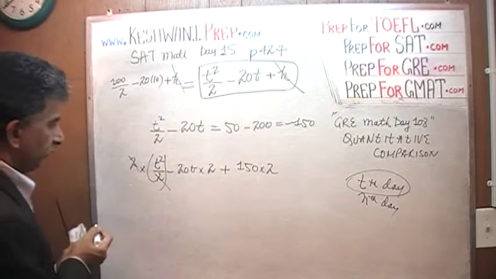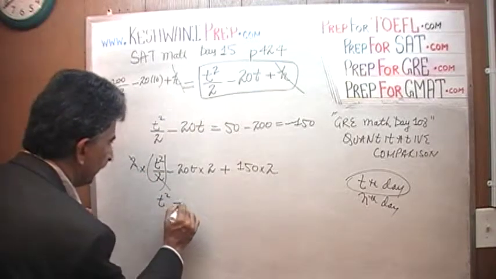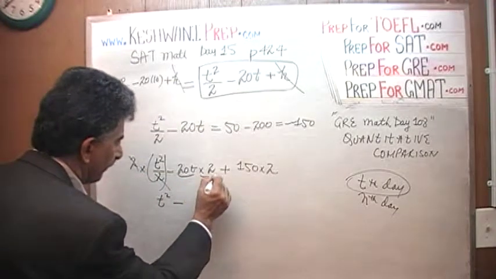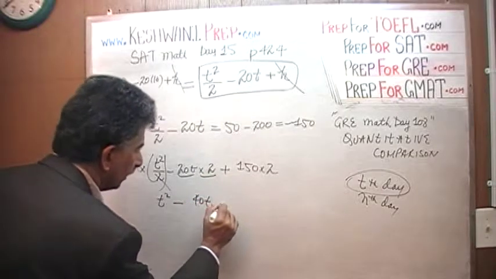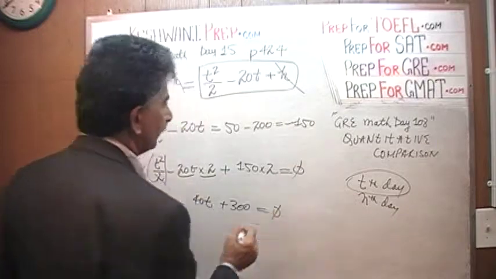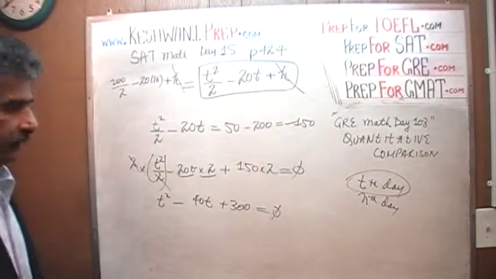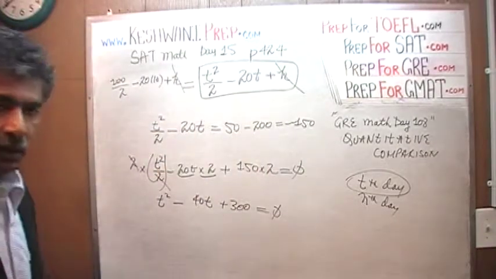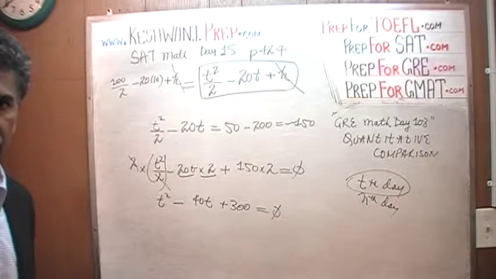And this 2 drops out and we end up with t squared minus 20t times 2, which is 40t, plus 300. And this has to equal 0, because we have brought the 150 to this side. That's it, that's our quadratic equation. We have to solve this quadratic equation to find the values of t.